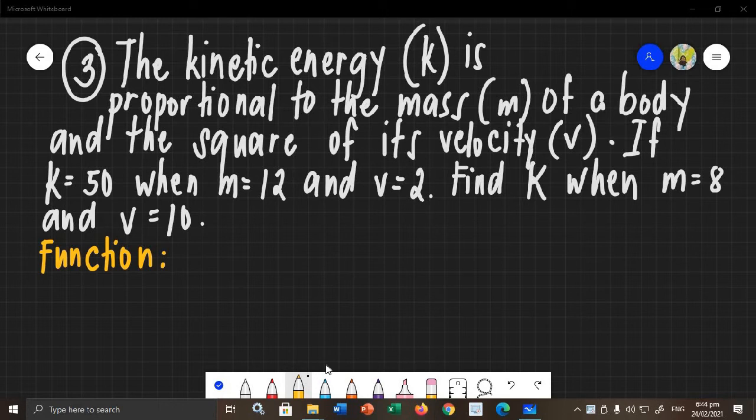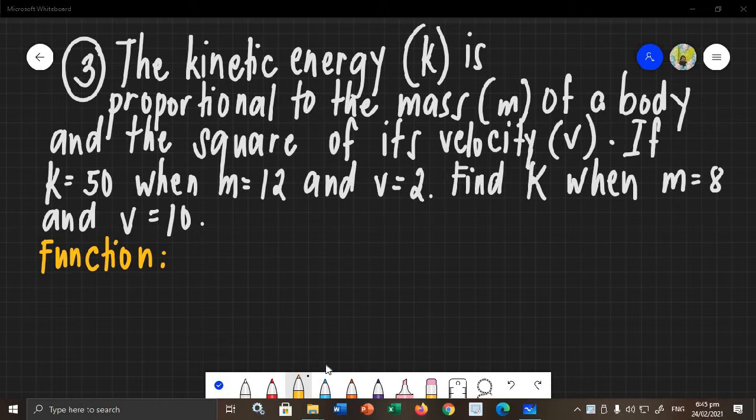How about if the given is a word problem like this? So the kinetic energy K is proportional to the mass m of a body and the square of its velocity v. If K is equal to 50 when M is equal to 12 and V is equal to 2, find K when M is equal to 8 and V is equal to 10.